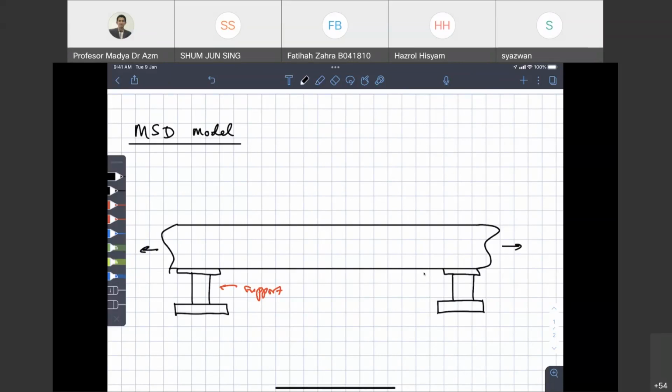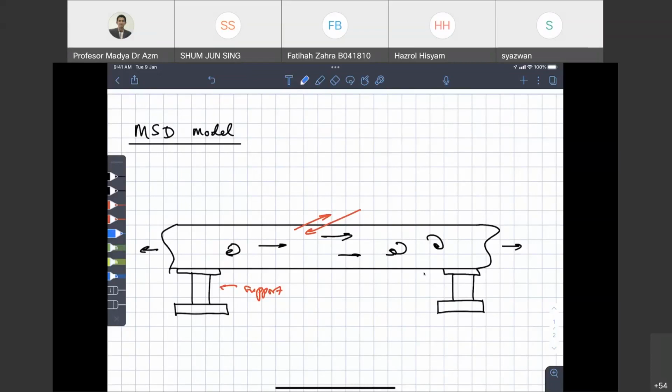Okay, so this pipe has a fluid running inside the pipe. Yeah, maybe turbulence. So that caused the pipe to vibrate, let's say, in horizontal directions. Vibrating in horizontal directions.